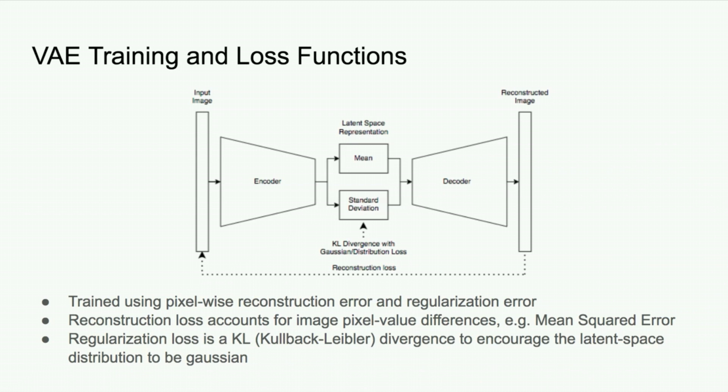VAE networks are trained using pixel-wise reconstruction and regularization error. The reconstruction loss accounts for pixel value differences, which can be done using, for example, mean squared error. The regularization loss is a KL divergence to encourage the latent space distribution to be Gaussian.